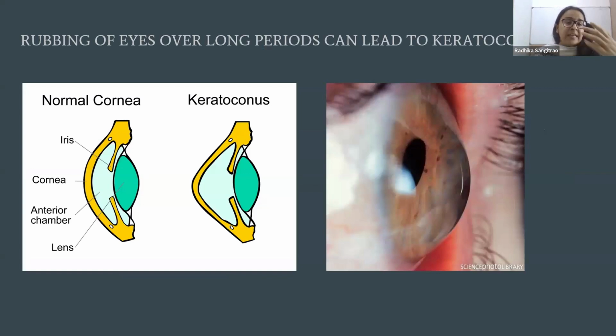And another very important effect of allergic conjunctivitis is that if you keep rubbing your eyes over long periods, it can lead to a disease called keratoconus, in which there is thinning of the cornea, or the front of the eye. And this can lead to a permanent decrease in vision, and it can be progressive. So it is very important to not rub your eyes whatsoever.